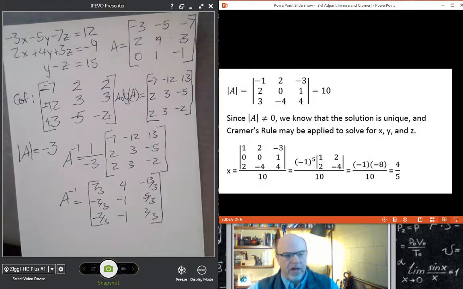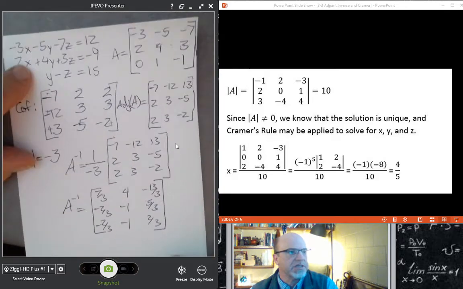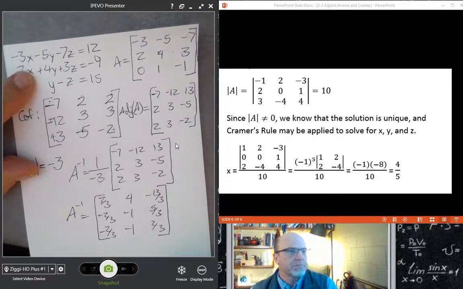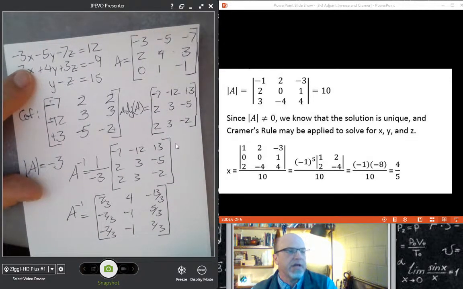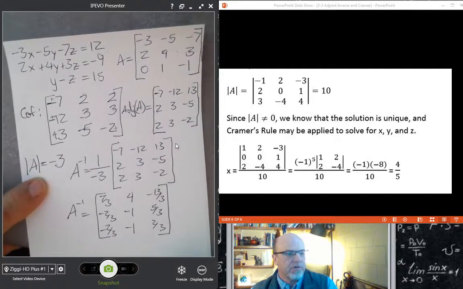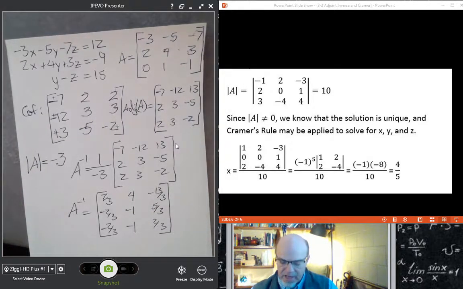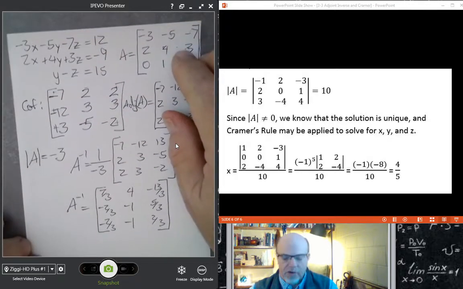They don't depend on the other, but that's how that works. Let me slide over here to our problem that we're working on. In this case, with this equation here, we've already calculated the determinant. We know that the determinant is -3, and so we can calculate the value of x, the value of y, and the value of z using Cramer's rule.